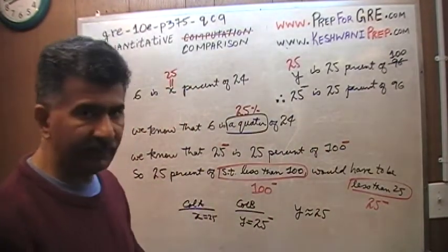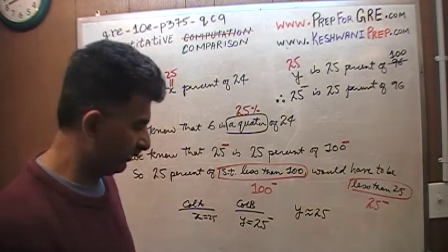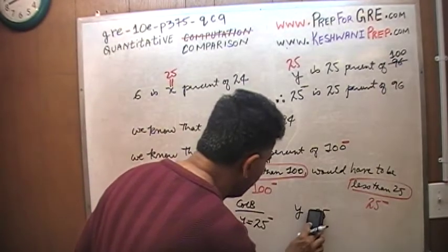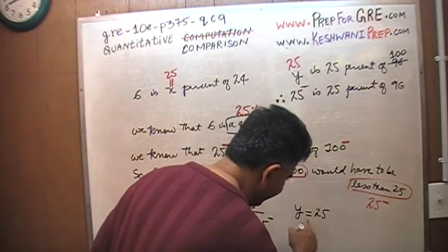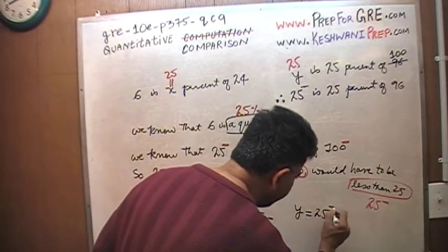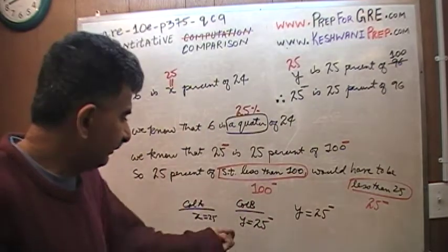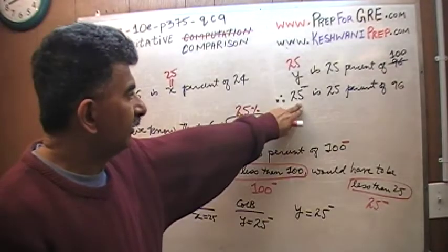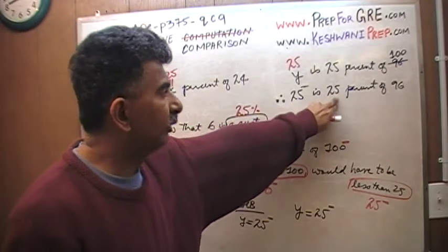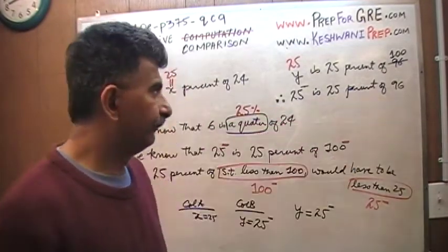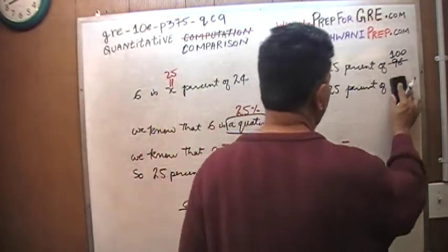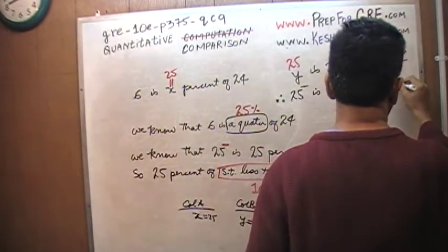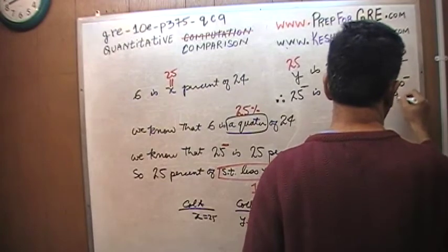But I'm not saying that. I'm not saying Y is approximately equal to 25. What I'm saying is that Y, that's the equal sign, Y is something less than 25. Why would it have to be something less than 25? Because something less than 25 would have to be 25% of something less than 100, which in our case is actually 96.